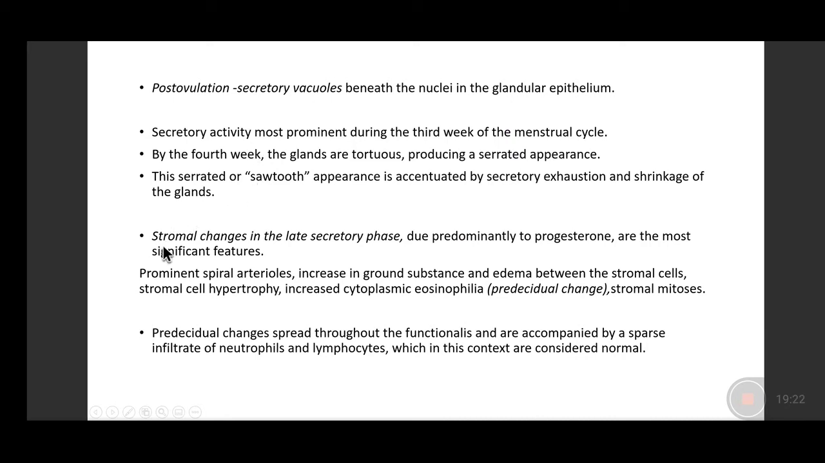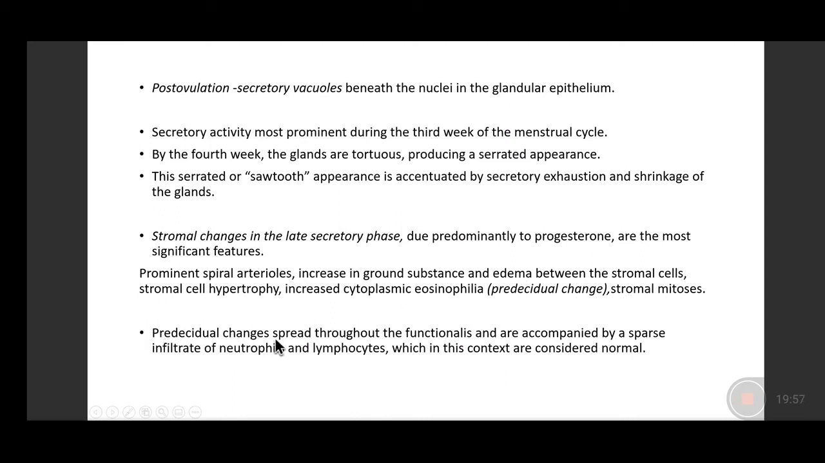The secretory changes also appear in the stroma. The stromal changes in the late secretory phase are predominantly due to the hormone progesterone. In this, we can see prominent spiral arterioles, and there is an increase in the ground substance and edema between the stromal cells. So the compactness of the stroma is lost, and edema fluid percolates between the cells. Stromal cell hypertrophy occurs, and there is increased cytoplasmic eosinophilia. Now, this eosinophilia is referred to as the pre-decidual change, and stromal mitosis can also be present.